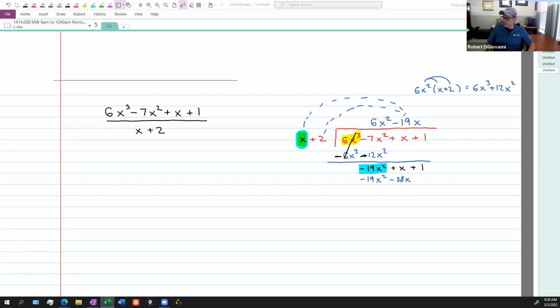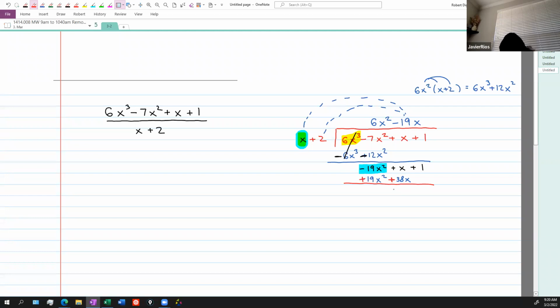Lizeth, you there? Javier, yes, sir. What now? You would subtract it, or you have to change the signs. Okay, yeah, so we're going to subtract it, which means change the sign. So the minus becomes a plus, the minus becomes a plus. Tell me what my next line is. Would it be positive 39x plus 1? Plus 1. Okay, good.